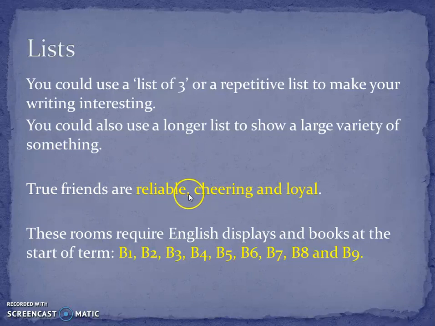It's got 1 comma. In a factual piece where you're listing loads and loads of information, or even in creative writing where you write a long list, maybe of names or things like the 7 Dwarfs or something like that, you'd use as many commas as you need. So these rooms require English displays and books at the start of term. Then I've put a colon to add information, B1, B2, B3, B4, B5, B6, B7, B8, and B9. So basically you put a comma after everything except the second from last one you put in and.